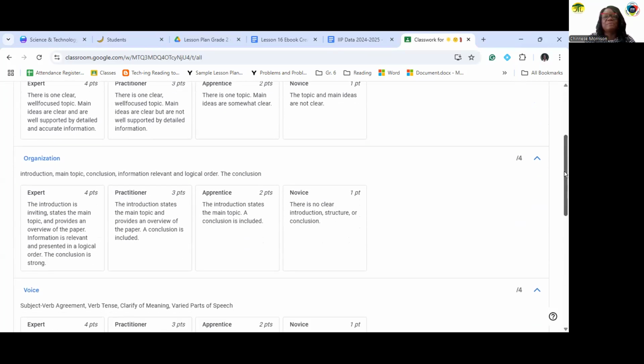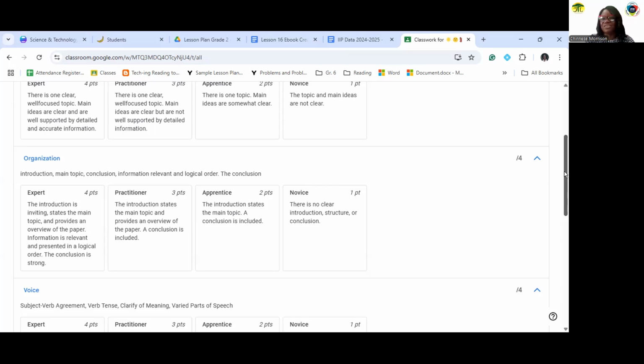Then you go on to explain to them what you're looking for in terms of organization: the introduction, what is in the introduction, the main topic, the conclusion, the relevant information, and the logical order that they will follow. You share with them, based on the rubric, what is expected. For example, for the expert, the introduction is inviting or stimulating. In the introduction, you might talk about the hook. Is the hook catchy? Do they state the main topic? Do they provide an overview of the paper? Because the introduction tells you what will be coming in the other paragraphs. So that will really be the overview.